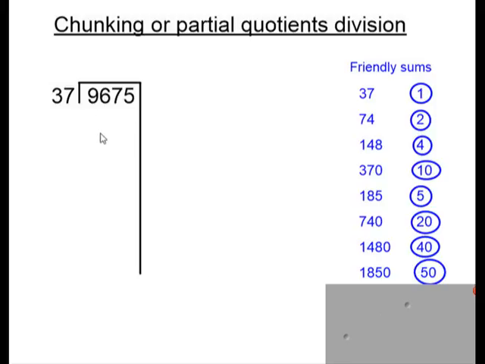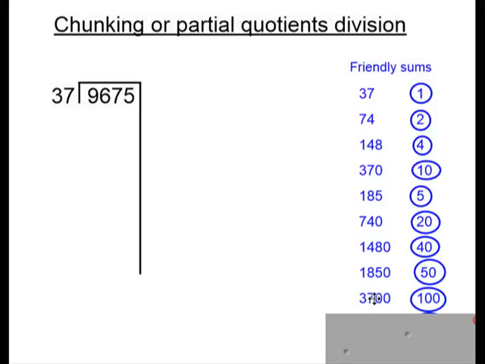Looking at my dividend again, I can see I'm still short of it by a considerable margin. I need to try some larger friendly multiplications. What about 100 lots of 37? I can even multiply 1 lot by 100 or 10 lots by 10. I think I'll multiply 10 lots by 10. So 10 lots of 370 is 3,700. Again, looking at my dividend, 9,675, 3,700 is still quite short of it.